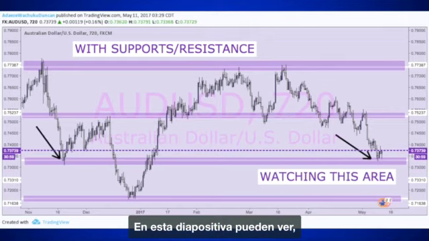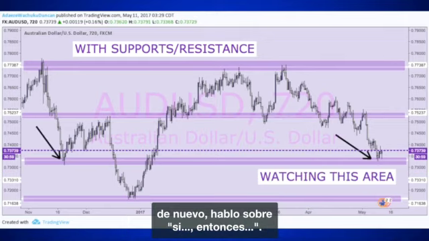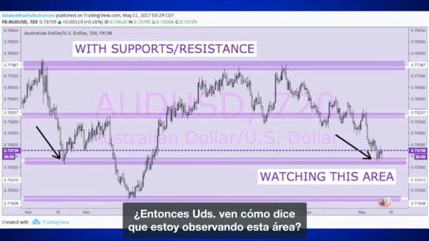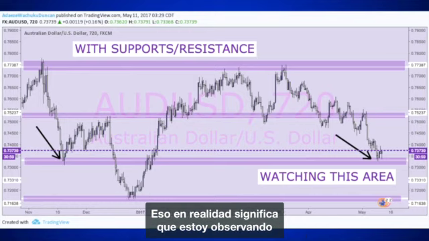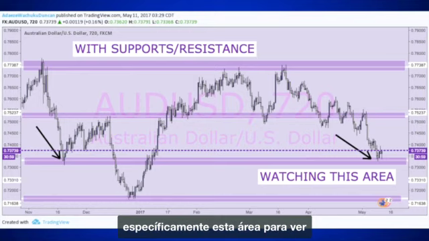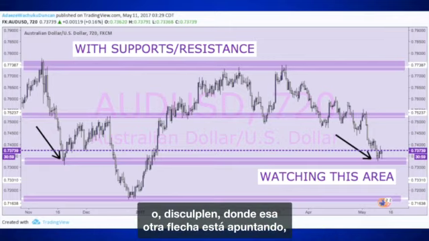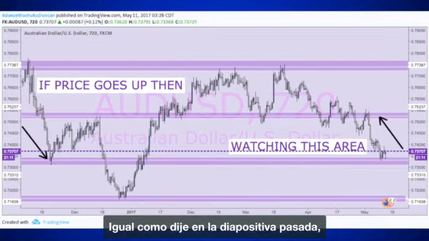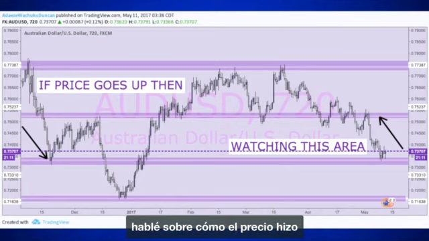You can see in this slide, again, I talk about if-then. If price is here, then I will be watching for this area. You see how it says I'm watching this area? That means I am looking specifically at this area to see what price did in the past. And where that other arrow is pointed, you see how price came down and turned around, just as I said in the last slide, price did exactly what it did in the past.